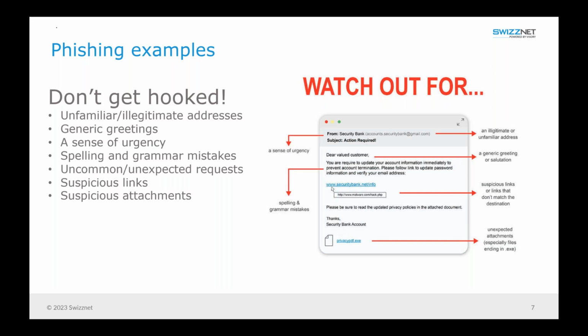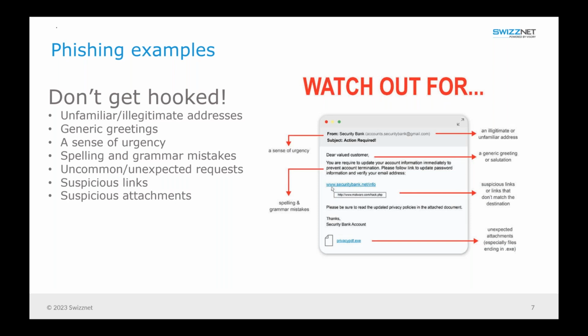Checking to make sure that it's a legitimate email address, and understanding what it means if the Gmail is before or after a dot and before the .com. Things like suspicious links. And one of the ways to check for those is to hover over them. Is the link the same as what's being displayed in the email?